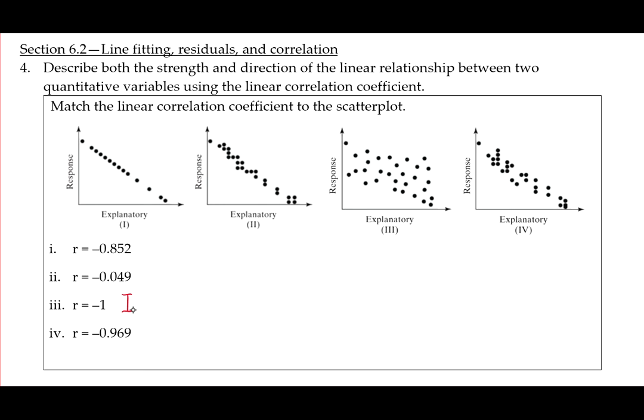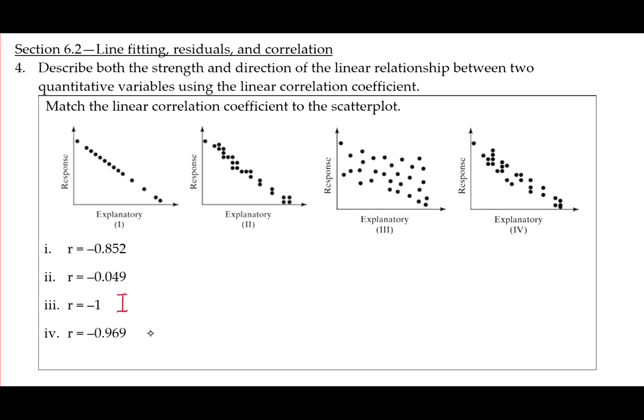Next, let's look at scatter plot 2. This is the next strongest relationship, so it'll be the value that is next closest to negative 1. That's part 4 here.